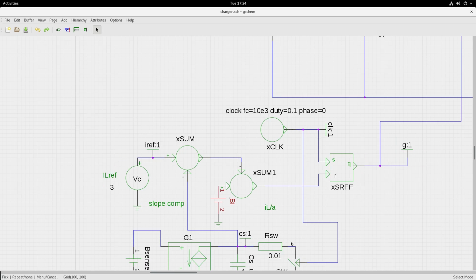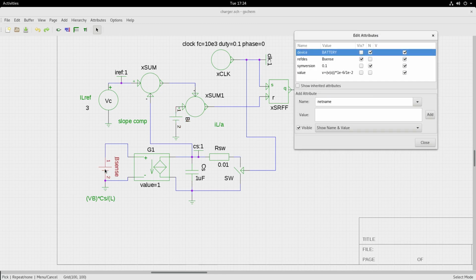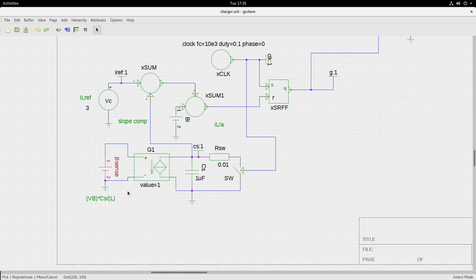Then if you go to the slope compensation part, here I am having a B source, and from the B source I am getting a voltage equivalent of V0 by L. L is 10 millihenry. This 1 microfarad is coming because of this. VB into CS by L. So that is the formula that I have used, that we have discussed. Inductor value is 10 millihenry, that's what I have used. So this is the formula.